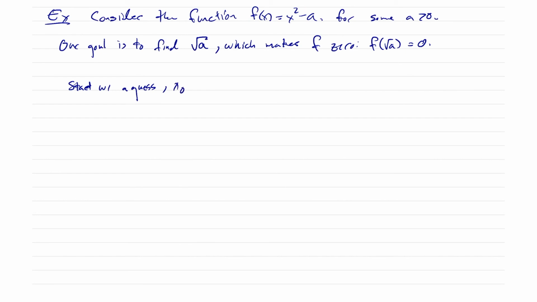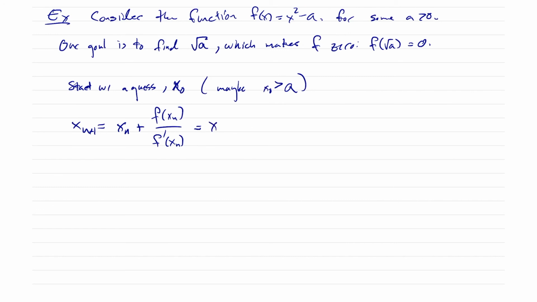Say x naught, and if we'd like, maybe let x naught be greater than, say, a. So we know it'd be bigger than the square root of a, if a is bigger than 1, sorry. And then what we do is we just go ahead and say, all right, well then in general, we have that x_{n+1} should be equal to x_n minus f of x_n divided by f prime at x_n, right?